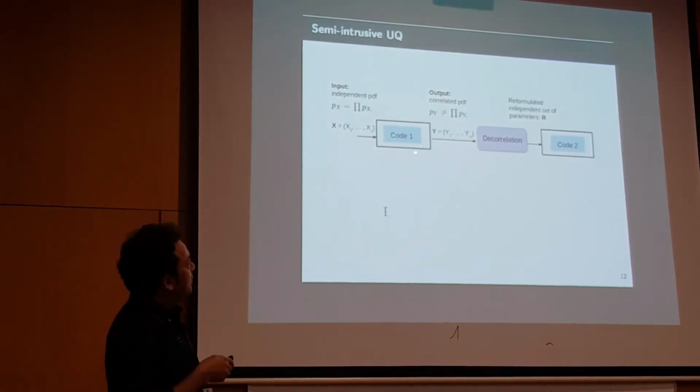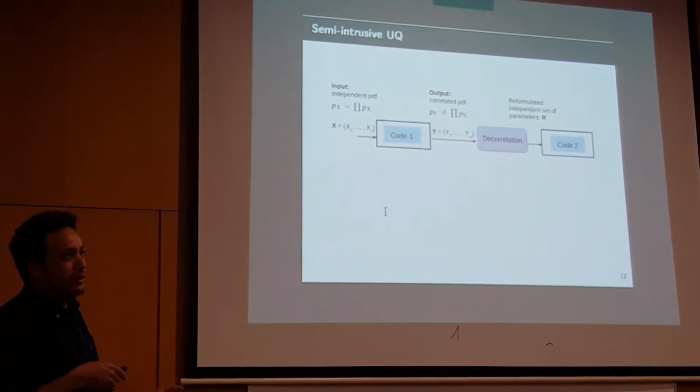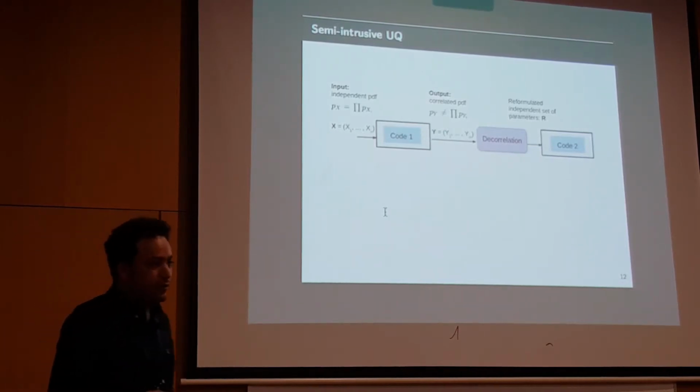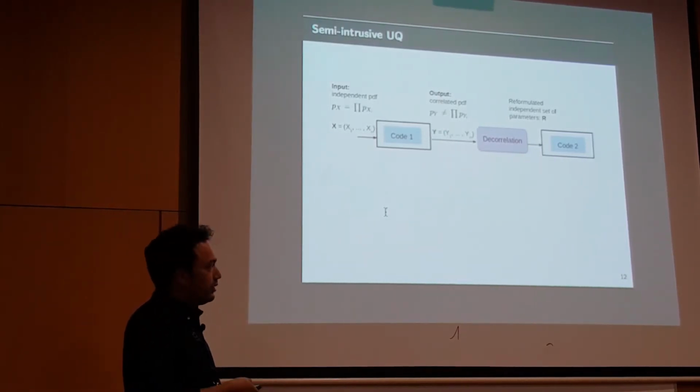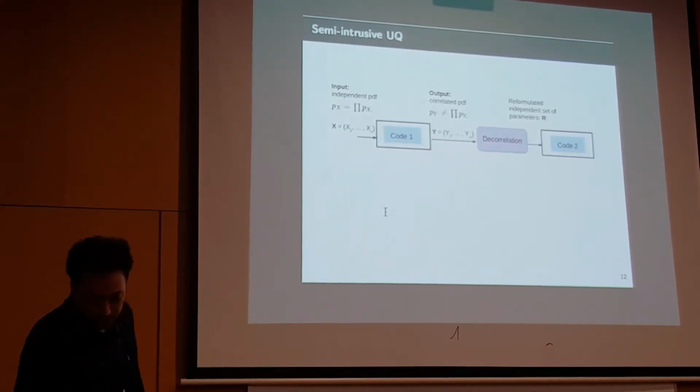The problem is that, using the PCE, we assume that the parameters are independent, but in general, that's not the case. So we need to decorrelate this output.